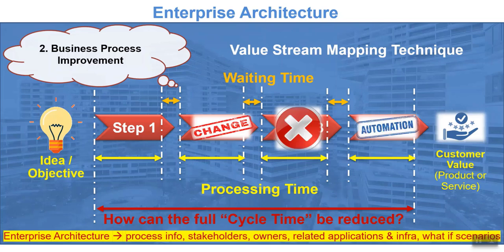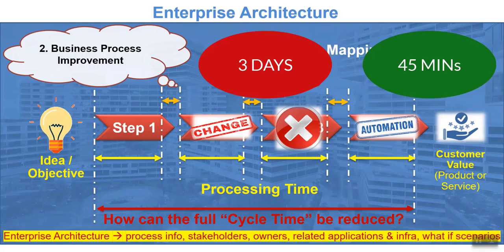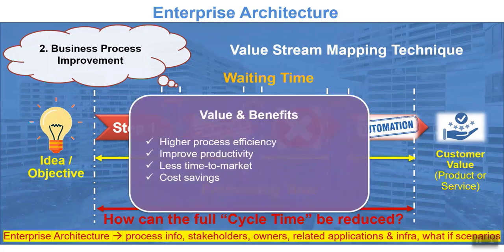For car registration renewal, I have seen this process taking 3 days in some places, and it's taking 45 minutes in other places. So you can imagine the amount of time, effort, and money that can be saved. Improving your business process means higher efficiency, higher productivity for your team, less time to market if you're delivering services to your customers, and significant cost savings.